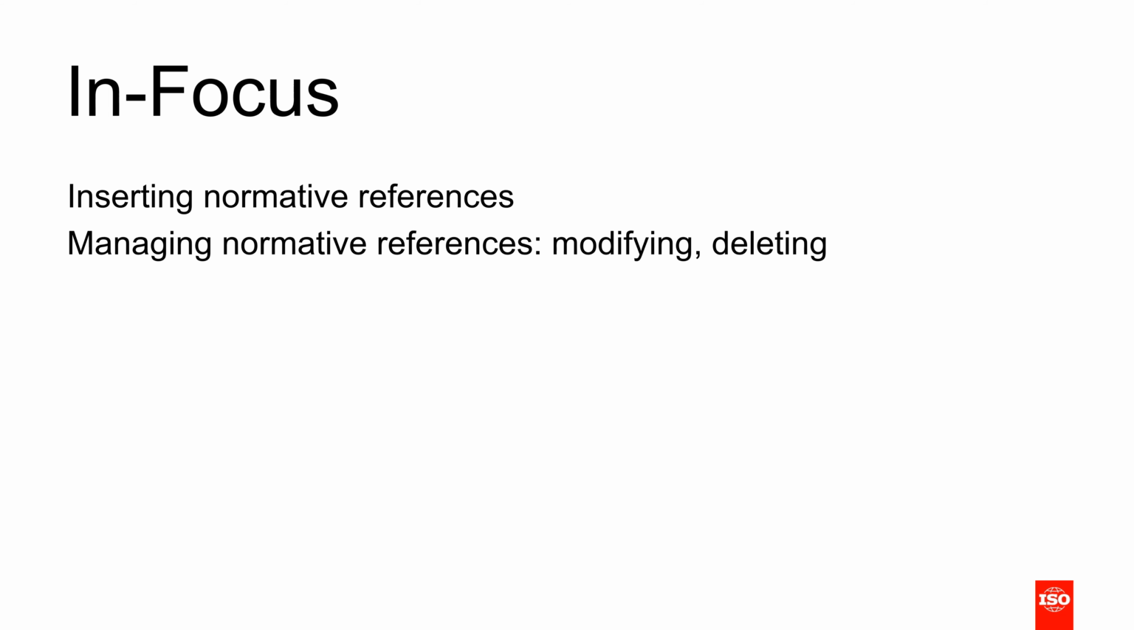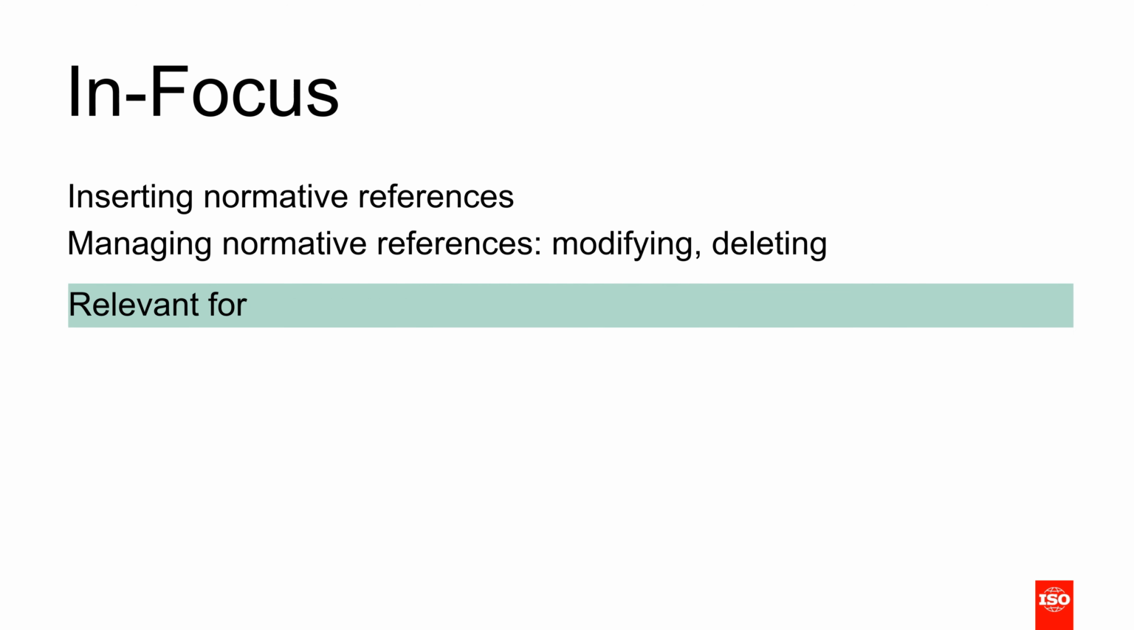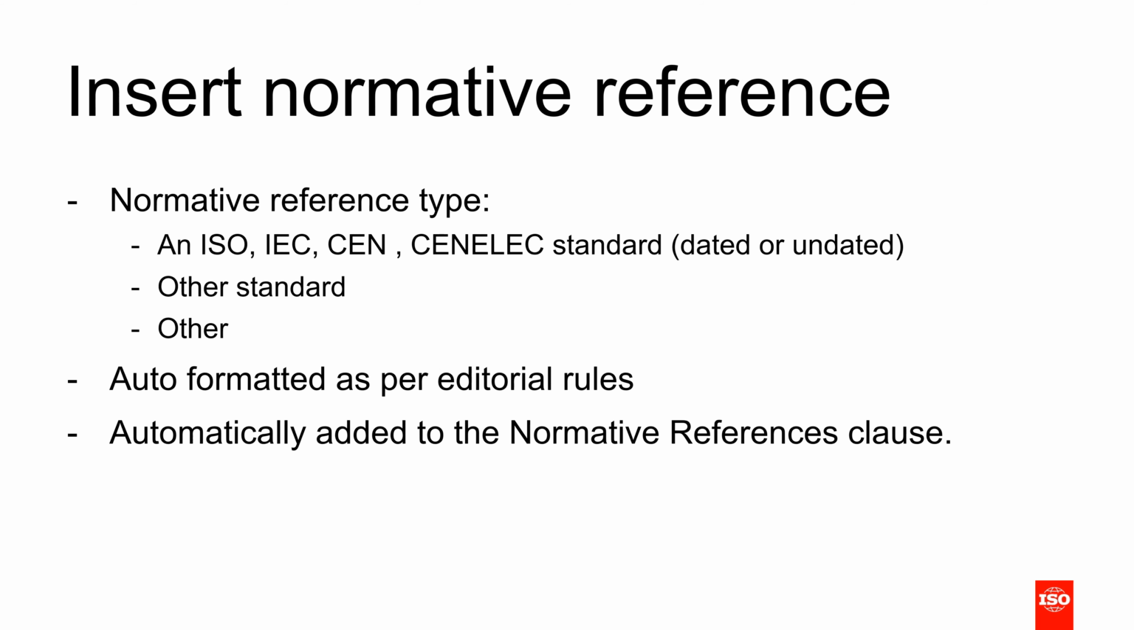In this demo, we will cover how to create and manage normative references in the draft. This demo is relevant for authors and leaders that can add content to a draft in the preparatory and committee draft stages. Authors can add three types of normative references in a draft: ISO/IEC Sense Analytic standards from the existing catalog, any other standard not in the above catalog, or any other type of reference.